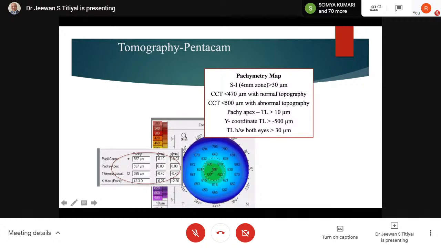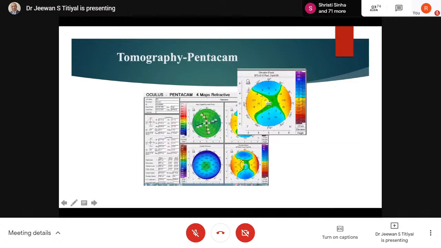You can see the parameters here: superior inferior difference, and thickness less than 470 with normal topography, or a thickness around 500 microns or less with abnormal topography. So if you have 500 micron thickness but your topography is abnormal, that cornea is suspect. If you have 500 micron thickness with corneal topography normal, the patient can undergo a refractive procedure. Other important thing, as I said, is that the pachy apex and thinnest location should not differ by more than 10 microns. This is a very, very important point in these cases.